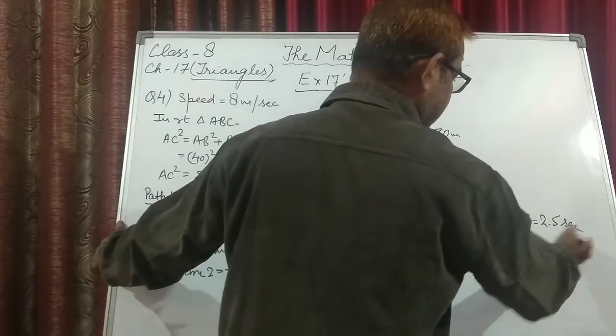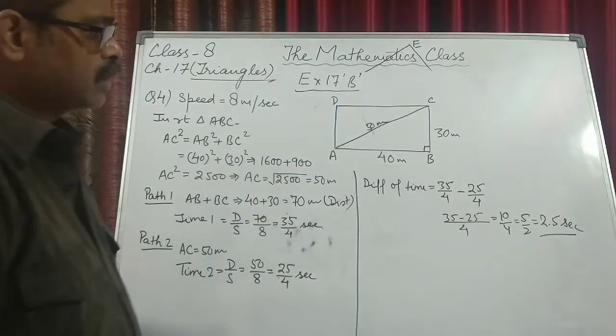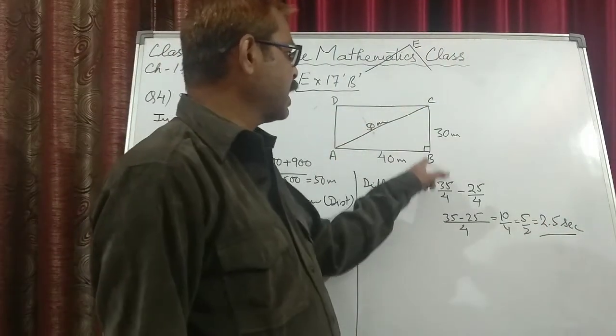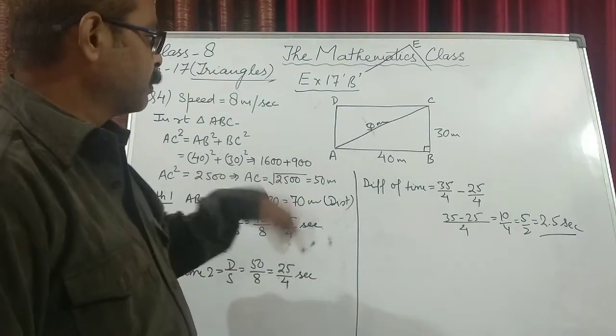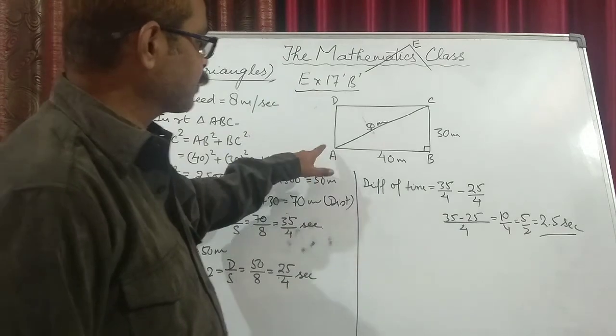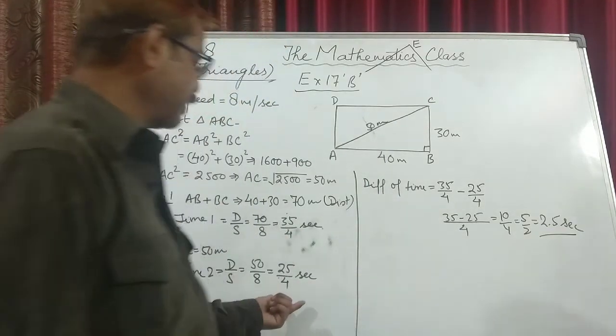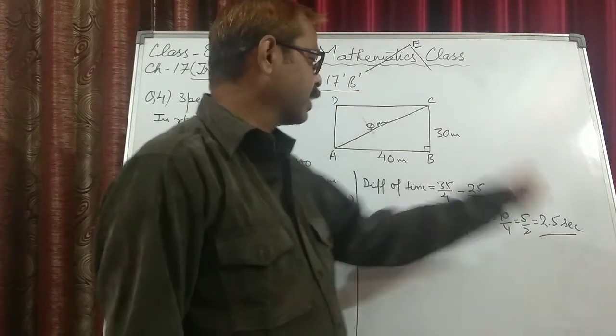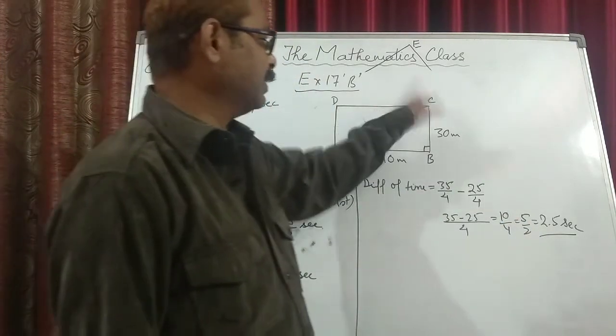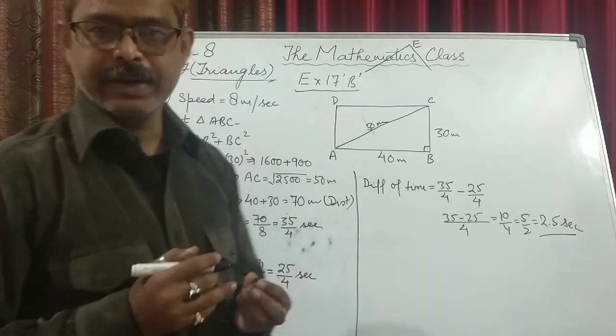So how much difference of time is there? Means if we travel from A to B and B to C, we will take 35 upon 4 seconds. But if we travel directly from A to C, it will take 25 upon 4 seconds. So we will reach 2.5 seconds earlier if we take path AC, or this is the difference.